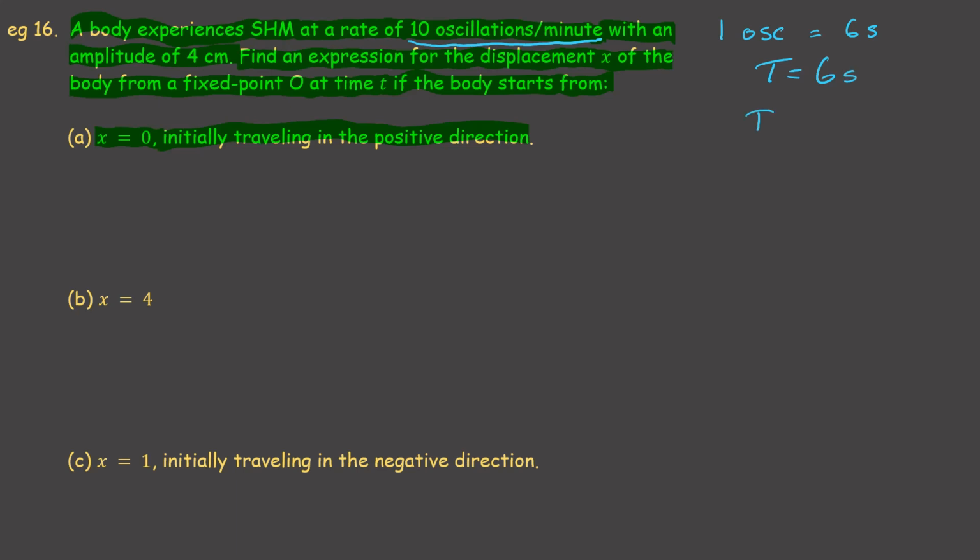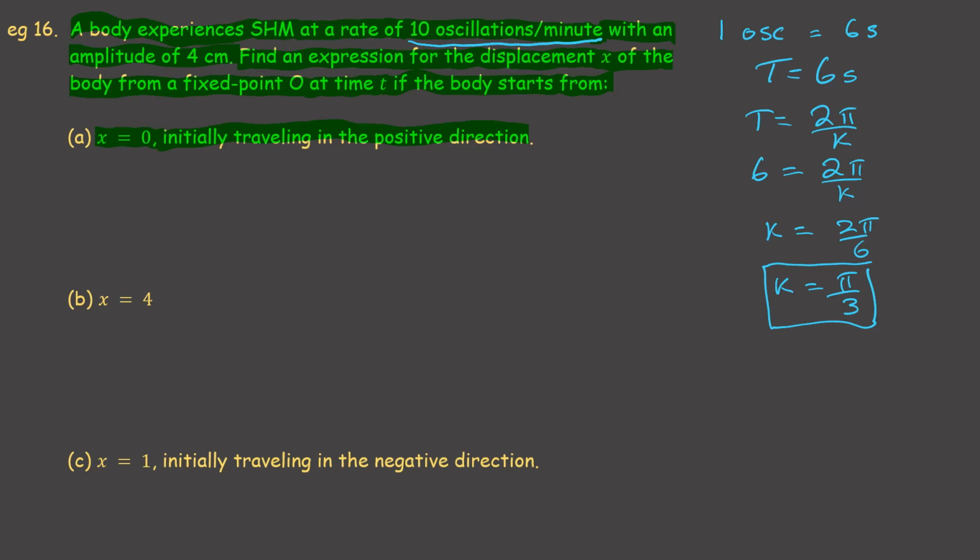We know that T is equal to 2 pi on k. So 6 is equal to 2 pi on k. And that means k is 2 pi on 6, which is pi by 3. And that's going to be important in all three parts of the question.